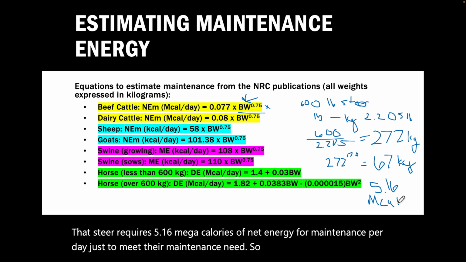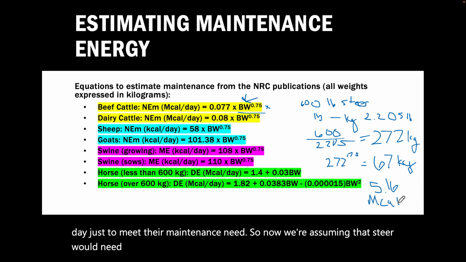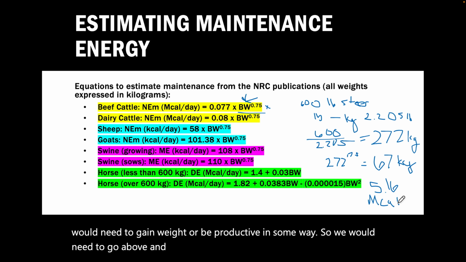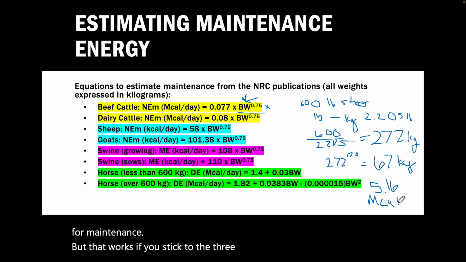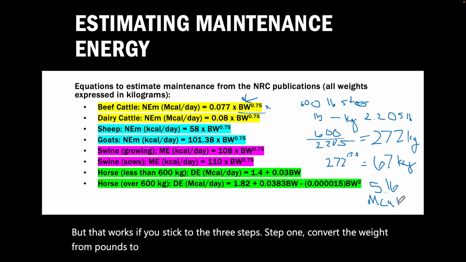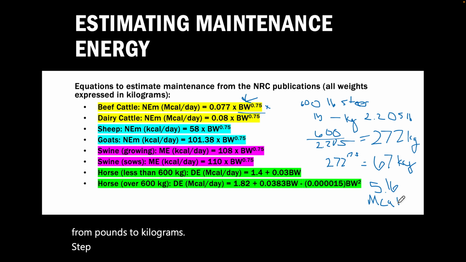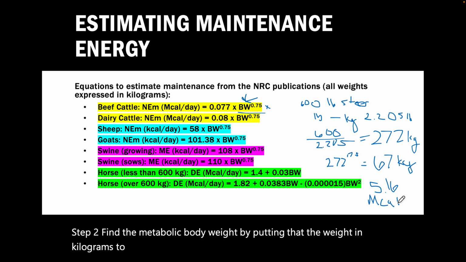So now we're assuming that that steer would need to gain weight or be productive in some way. We would need to go above and beyond that to achieve a productive goal. This is just for maintenance. But that works if you stick to the 3 steps. Step 1, convert the weight from pounds to kilograms. Step 2, find the metabolic body weight by putting the weight in kilograms to the 0.75 power. Then drop that metabolic body weight into the equation.